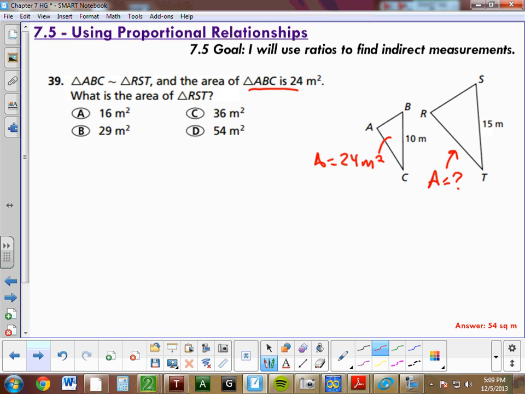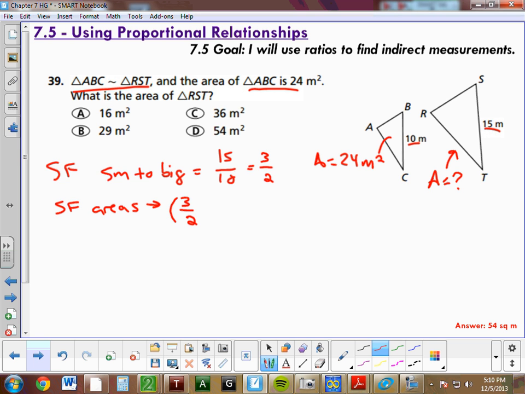Now, I can find the scale factor because I'm told that they're similar, and I can also use the fact that I already know what these numbers are. So the scale factor of the smaller one to the bigger one looks like it's going to be 15/10, which is 3/2. So that's the scale factor of the small triangle to the big triangle. The scale factor of the areas should be that same thing squared, which is 9/4. Okay, not so bad. So I found the scale factor of the areas.